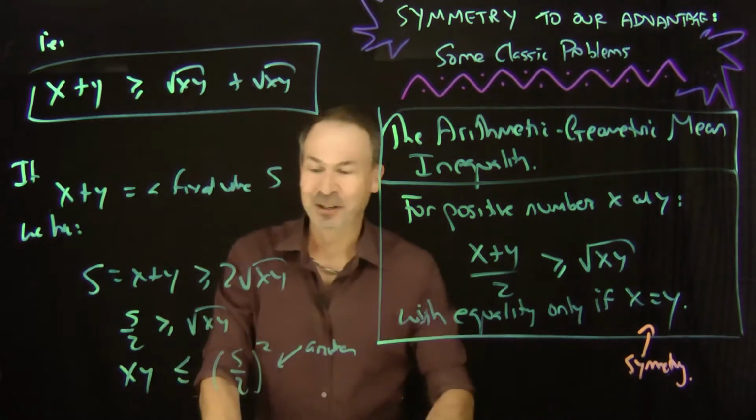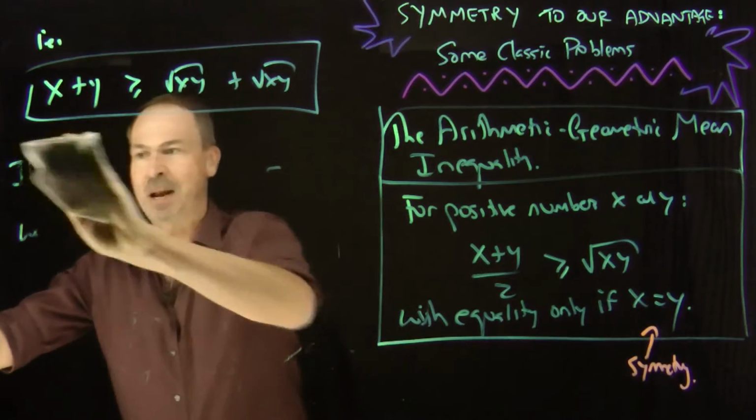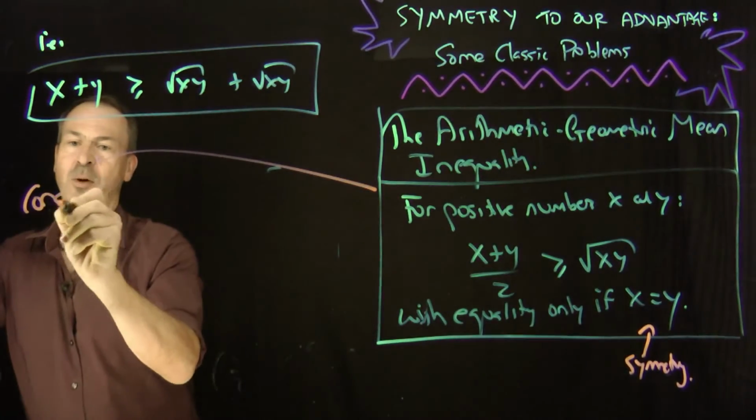Whoa! So there's a consequence of the arithmetic geometric mean inequality. So let me just write that up as a formal consequence. So I'll do this in orange just for fun. So here's a consequence.